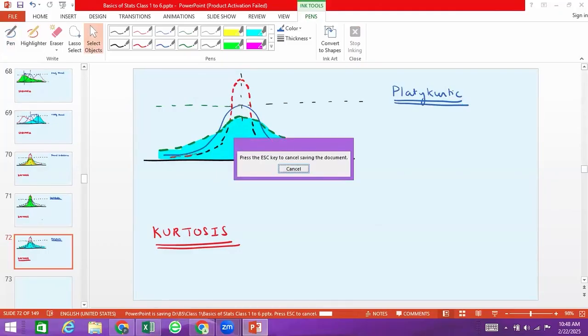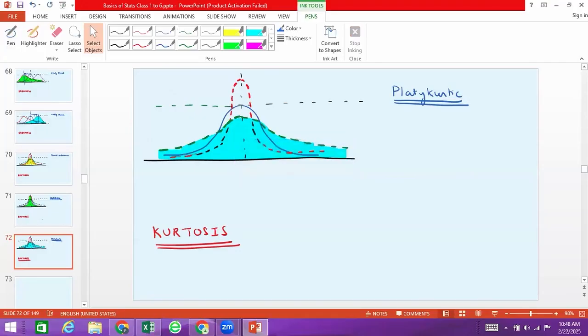When the peak is moving in the horizontal direction, that is skewness, right? And when the peak moves in the vertical direction, let's say higher than what it should be, or lower than what it should be, that is called kurtosis.